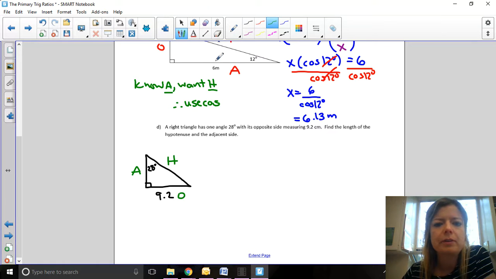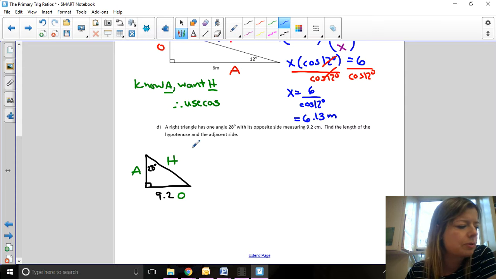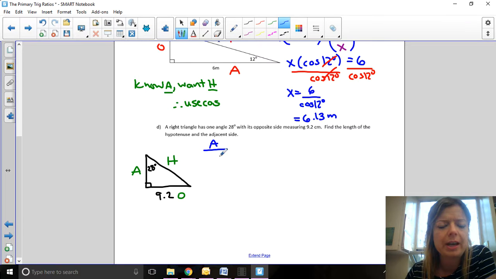Okay, so you can do either one first. You can do H or O first, it doesn't matter. I'll just choose to do A first. Okay, so I want A, and I have O, so that's tan, O and A, TOA. So tan of 28 degrees equals opposite, 9.2, over adjacent, A. So I'll just call it A. All right, so then I bring the A up, and then I'll bring the tan 28 down.